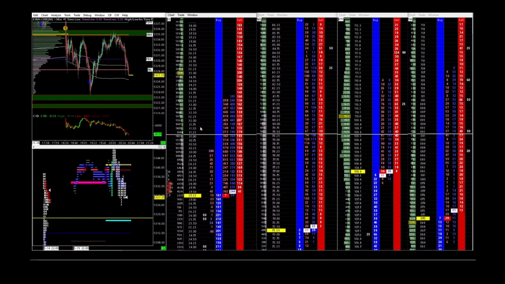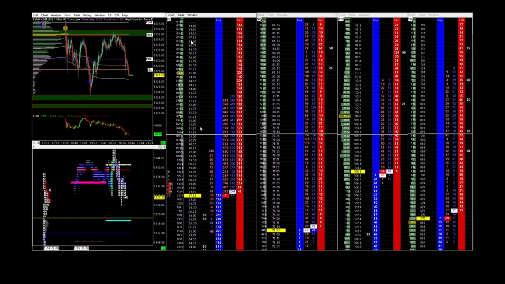Now the DOMs are extremely important for order flow. If you don't have them configured correctly, there's a link in the description to explain more about how to configure the DOM, how to set it up, so you've got something similar to what you're seeing in this video.